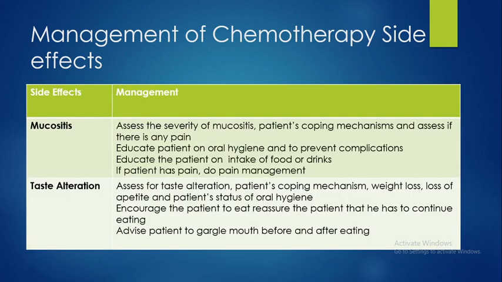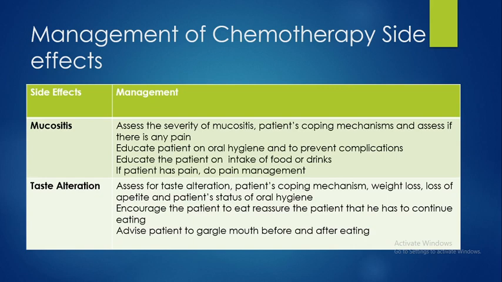Then we have mucositis. What is that? We have to assess the severity of mucositis, the patient's coping mechanism, and assess if there's any pain. Then educate the patient on oral hygiene to prevent complications and on intake of food and drinks. If the patient has pain, do pain management.